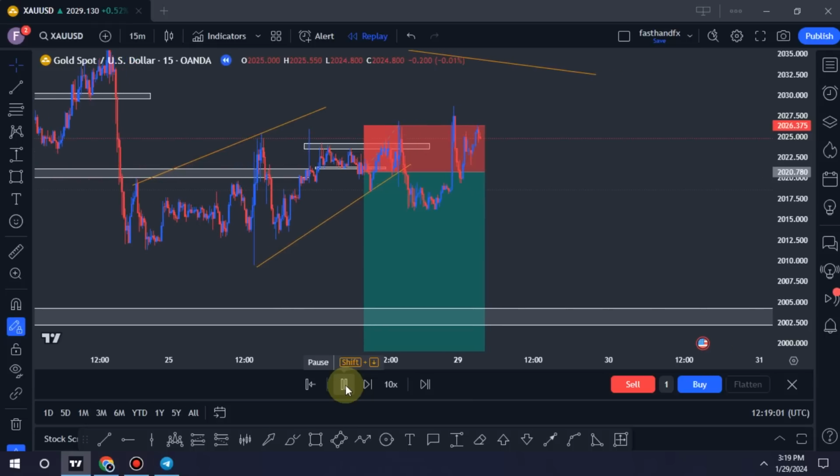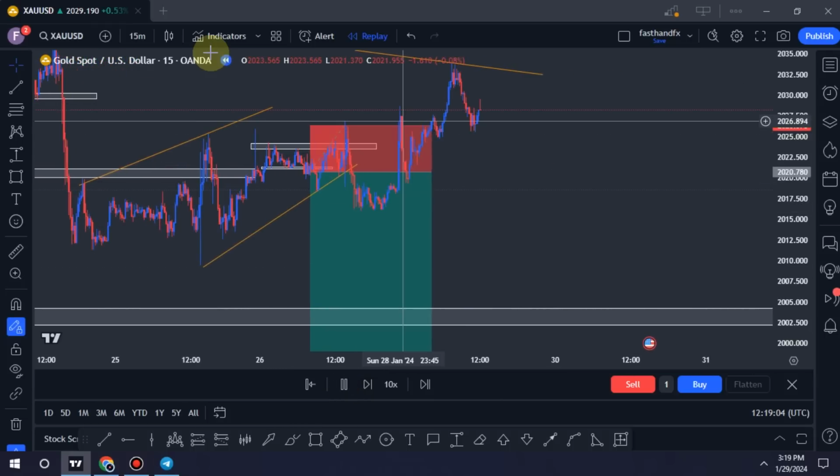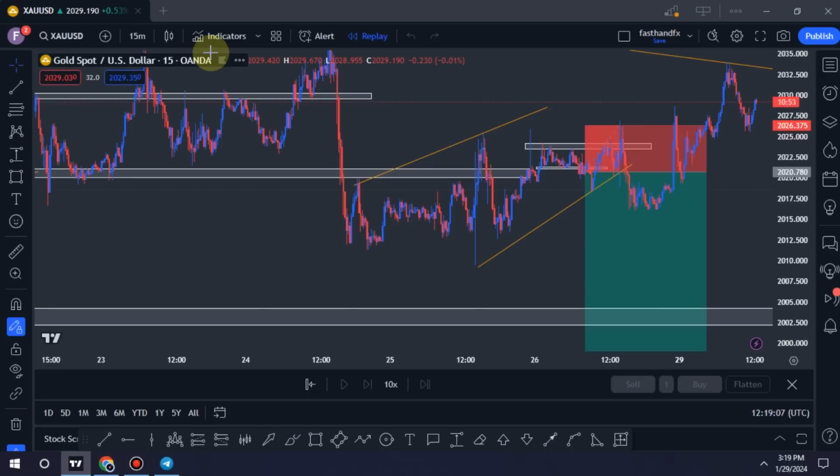But either way, it was my strategy. If things had played out nicely, guys, I could have bagged a good amount of pips, because that was a very good entry point. It's the market.